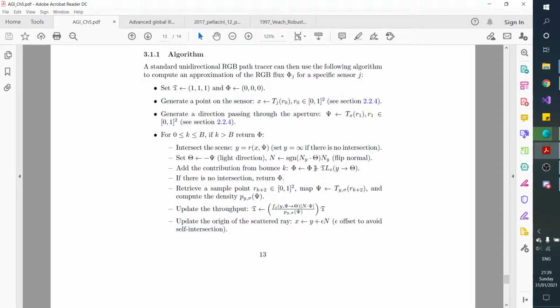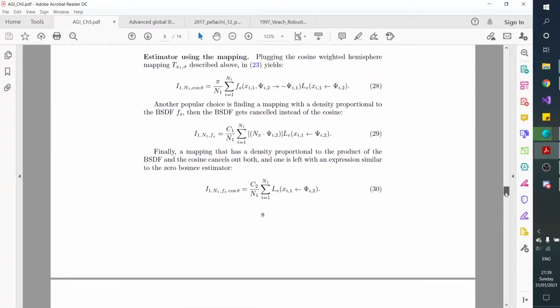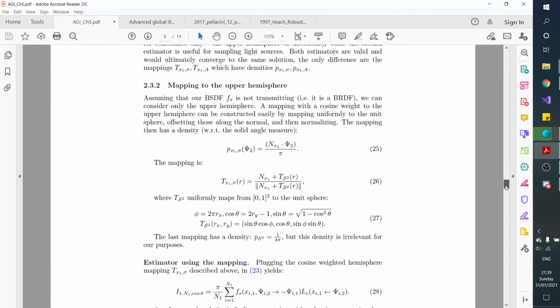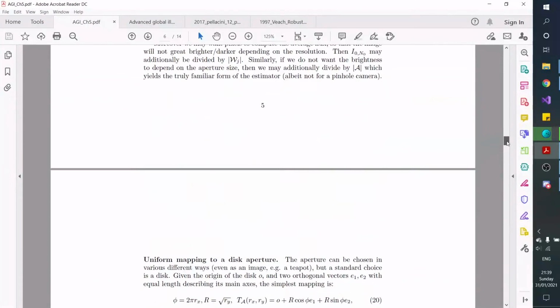It's only because we say, okay, we want a sensor sensitivity that cancels out these terms, so brightness doesn't change. So everything's nice. That's why we get such a simple estimator. Is that clear? Questions on it?